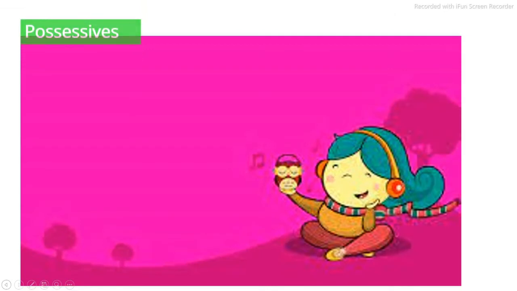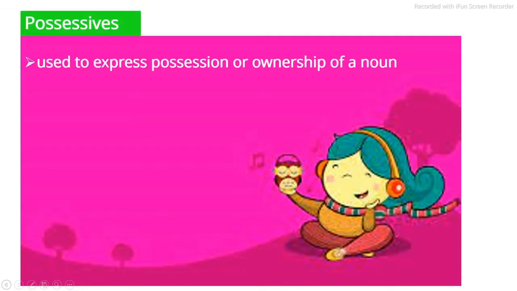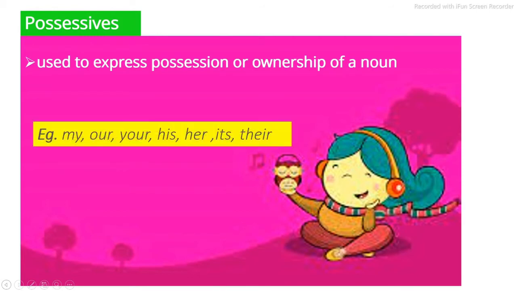The next one is possessives. It's very simple. Possessive means it is used to express some possession or ownership. Sometimes it is used to show a relationship also.